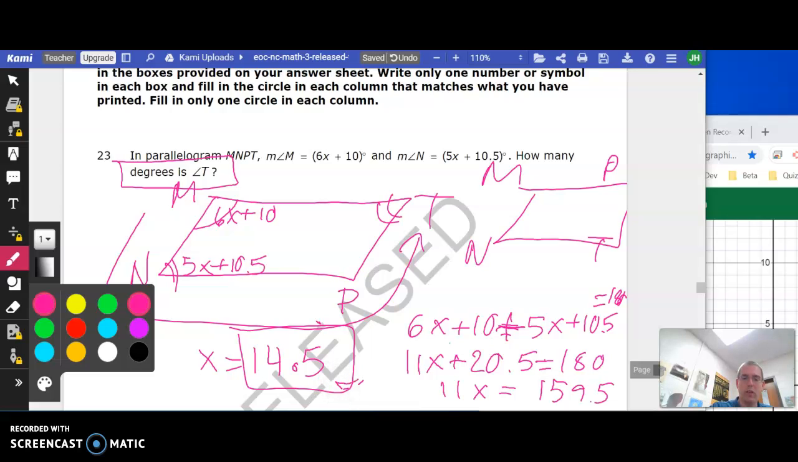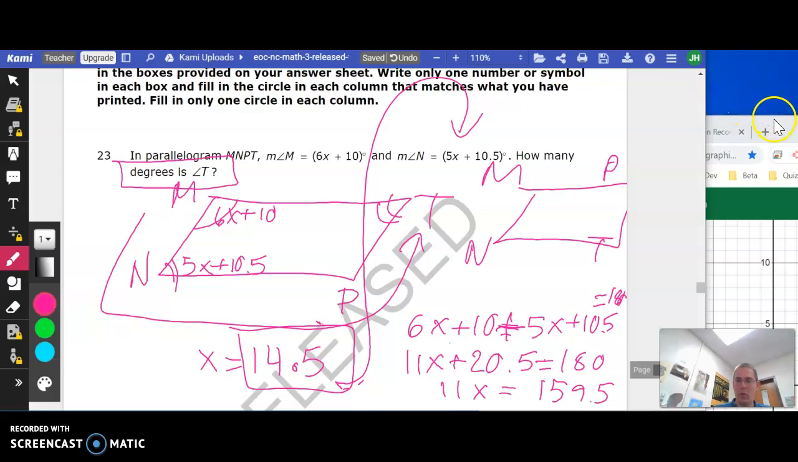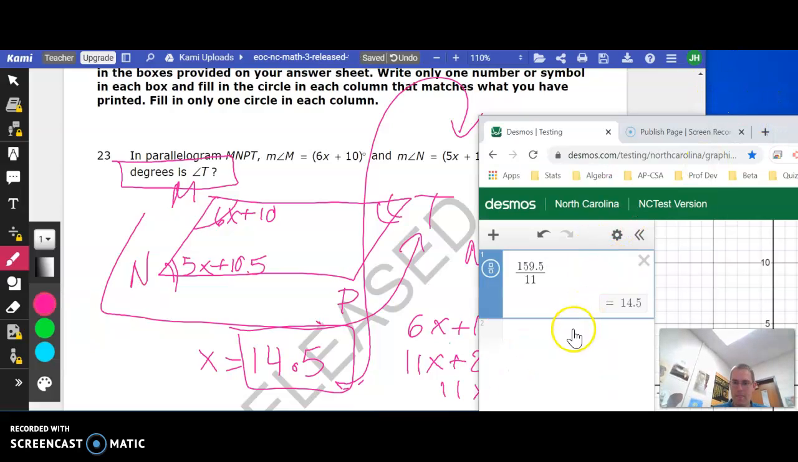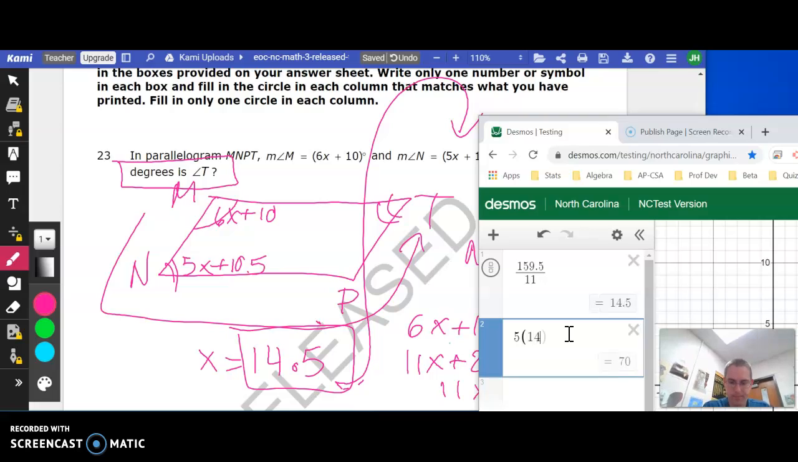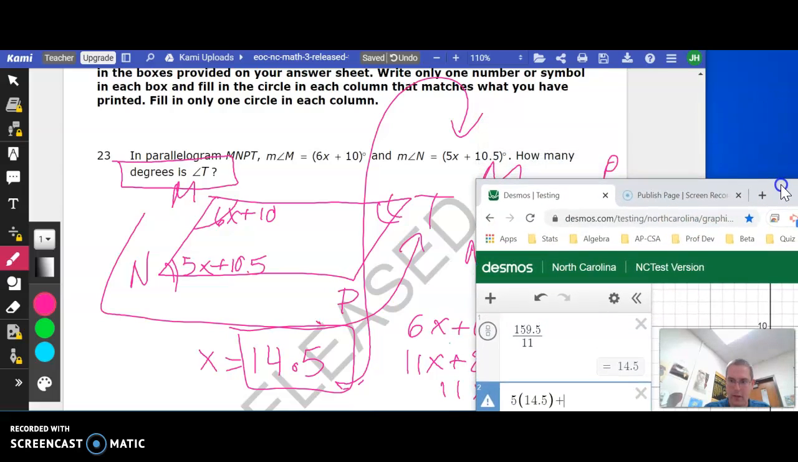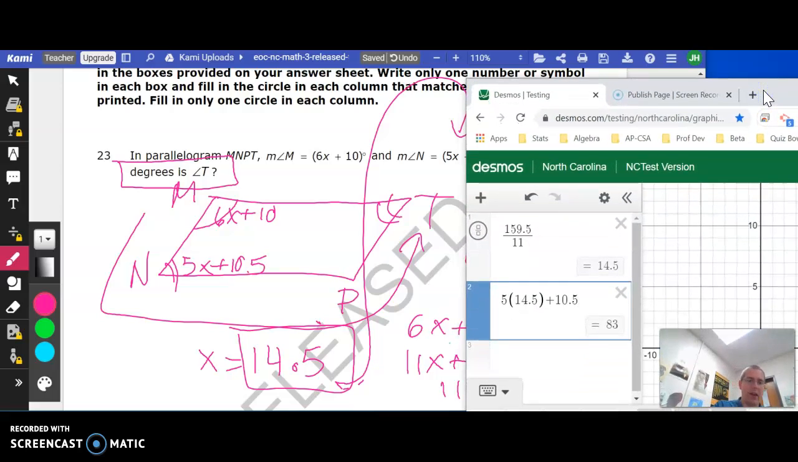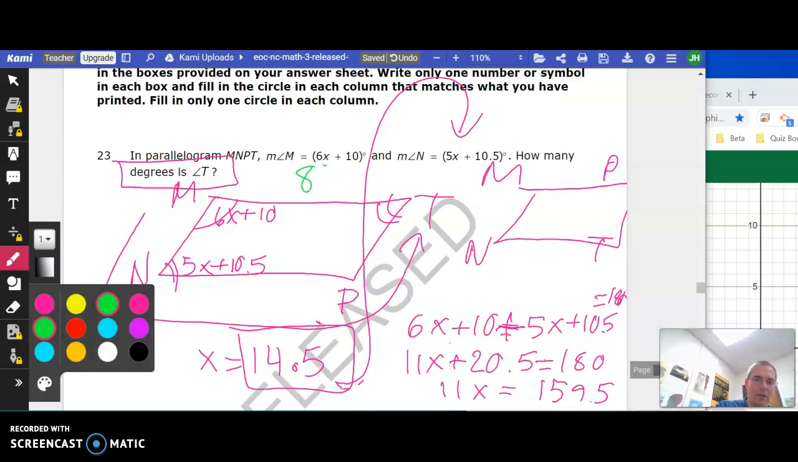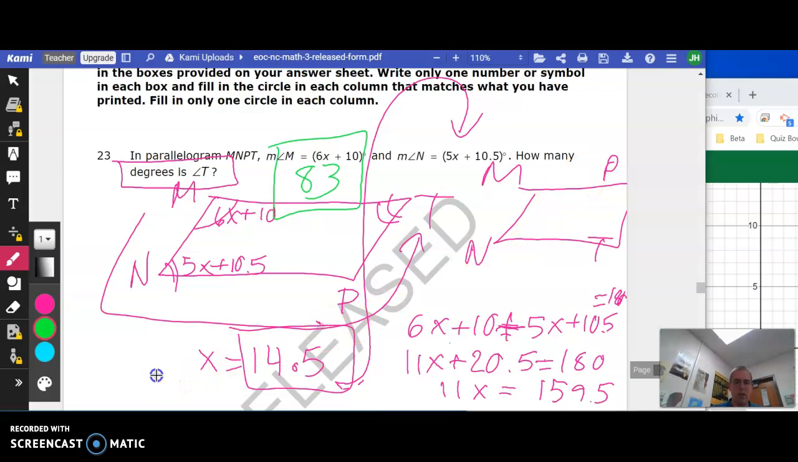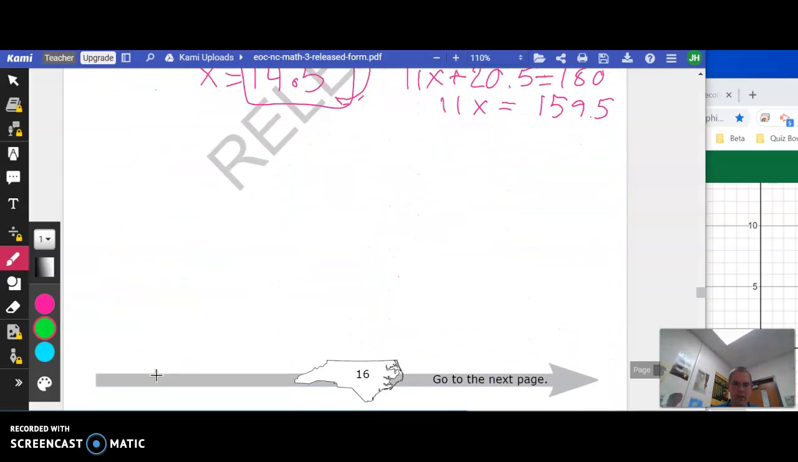So I need to plug 14.5 in for n. So that's going to give me 5 times 14.5 plus, I believe that was, 10.5? And that gives me an answer of 83, and that is your final answer of 83 degrees. So be sure you read carefully and don't stop short on these problems. Keep going until the end.